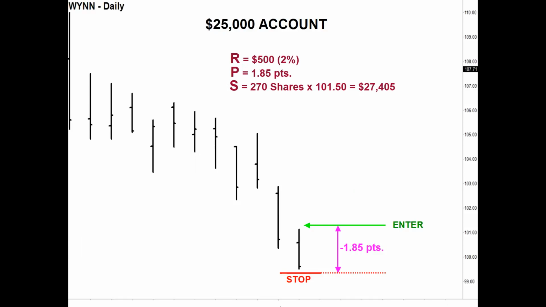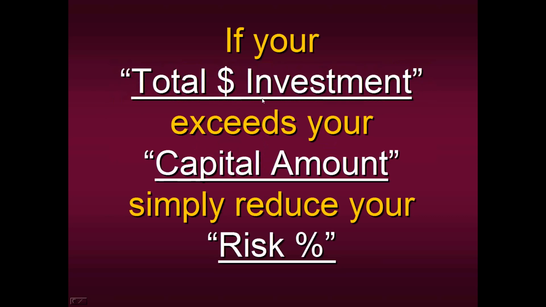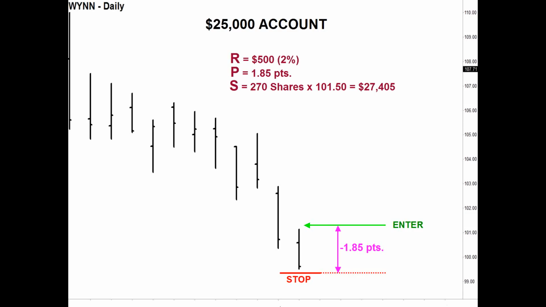You simply reduce the risk. So our risk is 2%. We want to go down to 1% or anything below that. So if your total dollar investment exceeds your capital amount, simply reduce your risk. You can still take the trade. You don't have to alter where you're entering. You don't have to alter your stop. You're just altering your risk amount. Originally we were risking 2%. Let's say we went down to 1%.